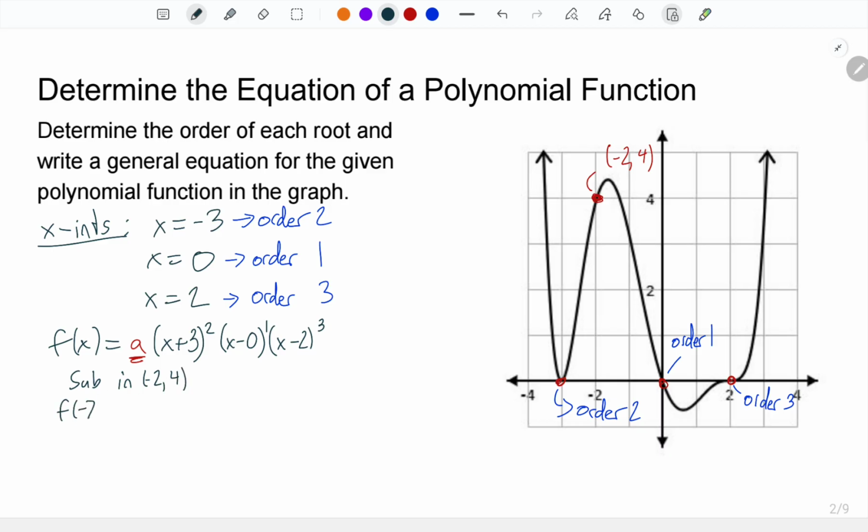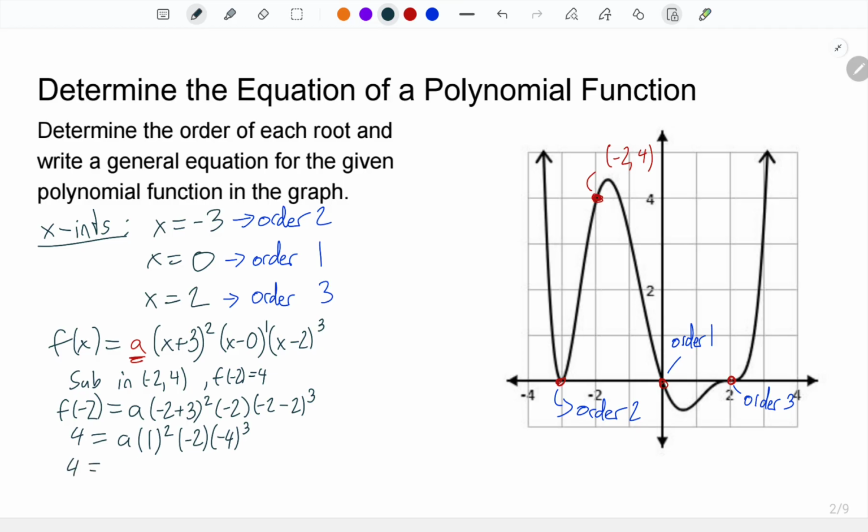So f of -2 is going to be equal to 4. We know that. And f of -2 is going to be a times -2 plus 3 squared. -2 minus 0 doesn't matter. To the 1 doesn't matter. -2 minus 2 cubed. We know that is equal to 4. So I'm replacing the f of -2 on the left with the 4. And let's just simplify the right. We're going to get 1 squared. Well, that's just going to disappear. -2 and -4 cubed. Okay.